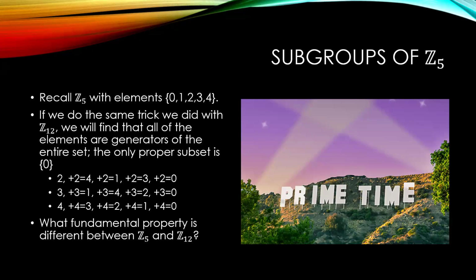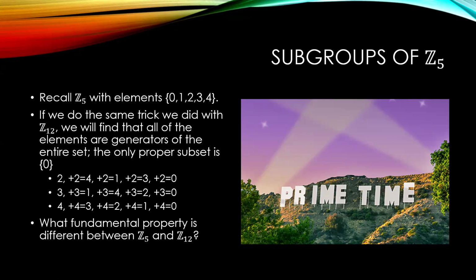What if we were to do the same thing with Z5? Z5 only had those 5 elements: 0, 1, 2, 3, and 4. If we try and look at the generators of it, it turns out no matter what value you start with, every single one of them is going to be a generator of the entire set. And so 2 plus 2 is 4, plus 2 is 1, plus 2 is 3, plus 2 is 0. 3 plus 3 is 1, plus 3 is 4, plus 3 is 2, plus 3 is 0. Same with 4, it just goes back to 0.